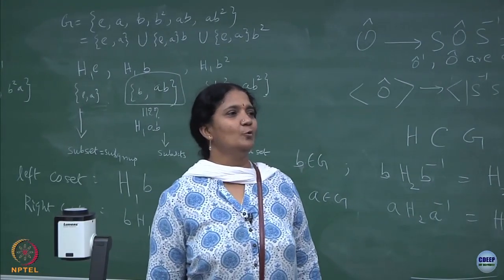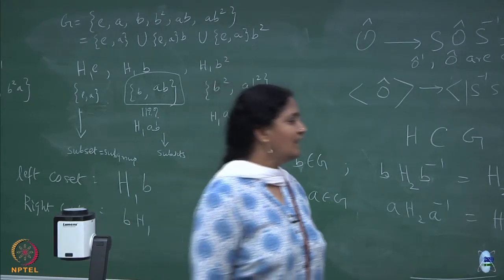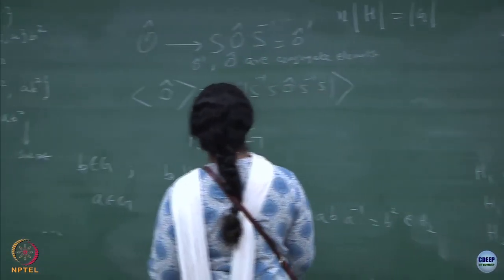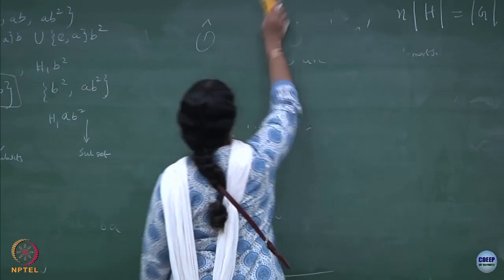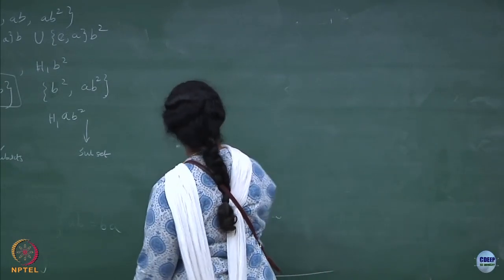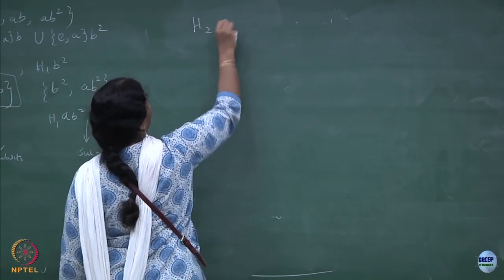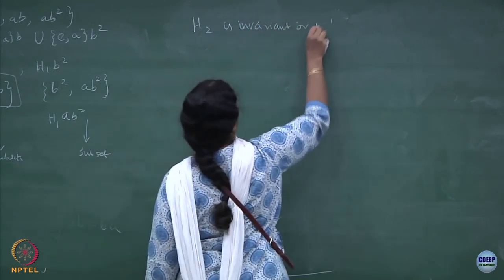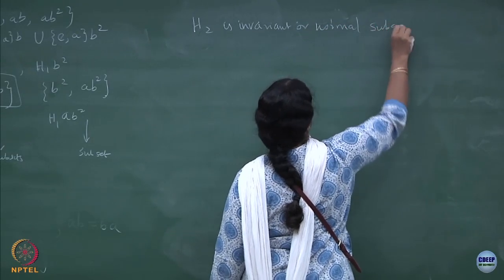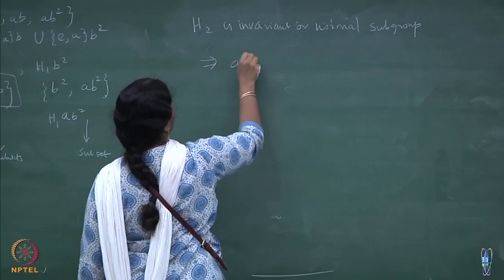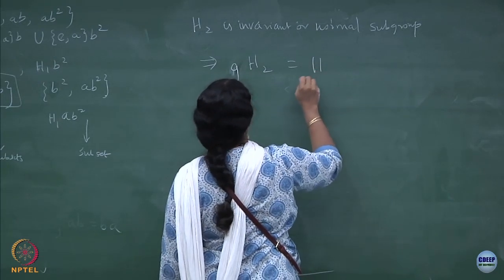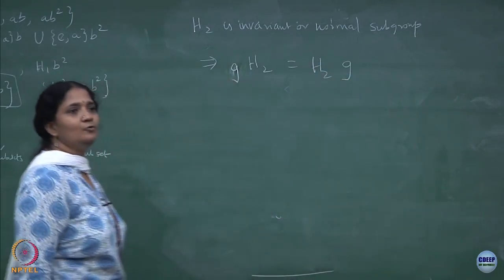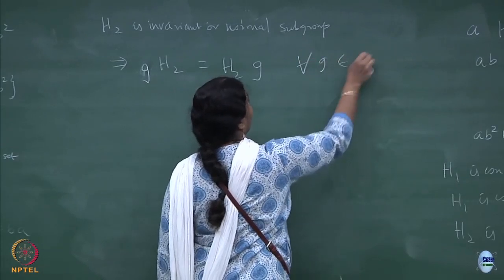Another way of seeing that it is self conjugate, you should know now, using normal subgroup. H2 was also a normal subgroup. What does that tell you? Let us do the normal subgroup argument. H2 is an invariant or normal subgroup. This implies gH2 should be equal to H2g. Left coset should be equal to right coset for all g element of G.